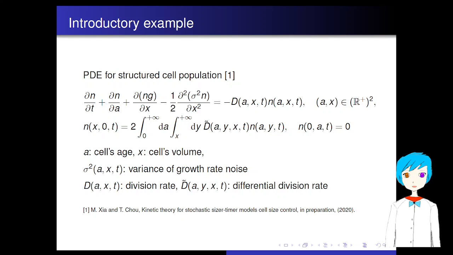As an introductory example, let's look at this PDE for a structured cell population. Here, a is the cell's age and x is the cell's volume. This is a problem defined in the semi-unbounded domain, and this first term involves monitoring the solution in the whole domain because each cell could have a chance to give birth to a new cell.